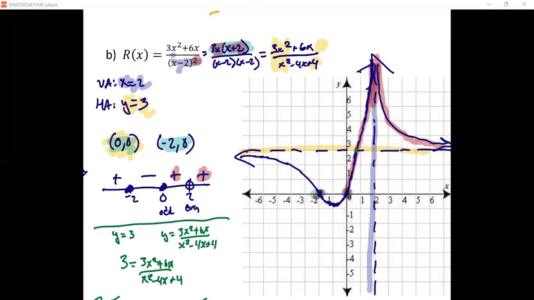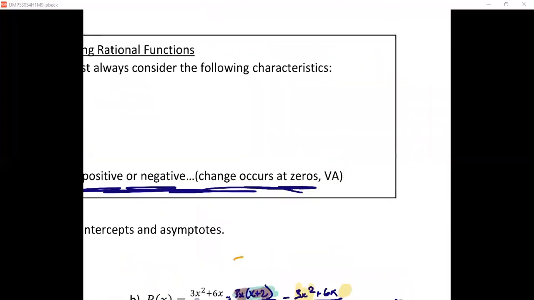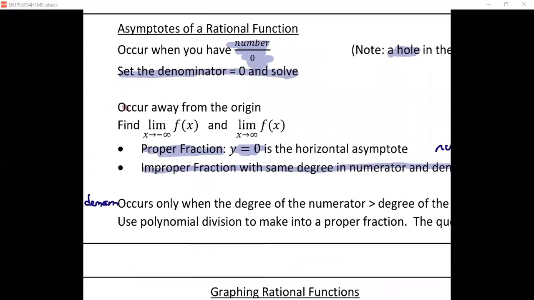Yes, we can cross horizontal asymptotes. One of the big aspects of that is because the horizontal asymptote, and I have it written up here, is what happens away from the origin. So we're going to find infinite limits when we do that. What happens is x goes to positive and negative infinity. That's what gives us a horizontal asymptote.